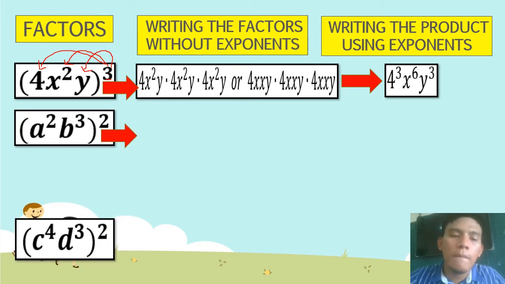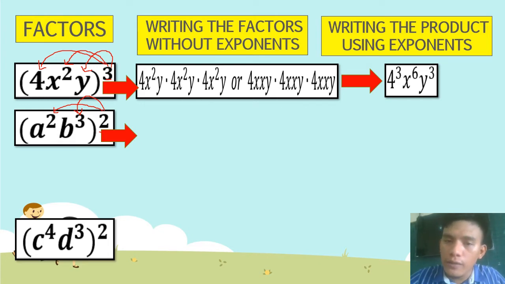A squared b cubed raised to the exponent 2. So, you will substitute the exponent 2 to A and also to B. So you will multiply their exponents.